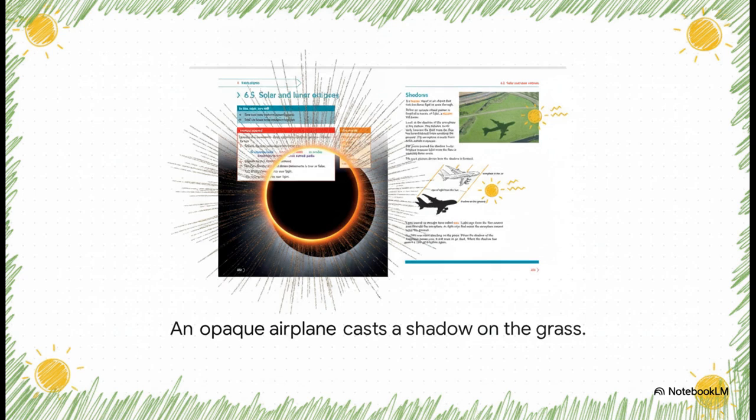Picture this. You're standing out in a bright, green, grassy field on a gorgeous sunny day. Suddenly, a massive airplane passes directly overhead. For just a brief second, you're plunged into darkness. Why? Well, the airplane is made of metal, making it an opaque object. Because the light from the sun cannot reach the ground right where the airplane is blocking it, that area looks dark. But the grass all around it? That stays bright because the sun's light is still hitting those spots.